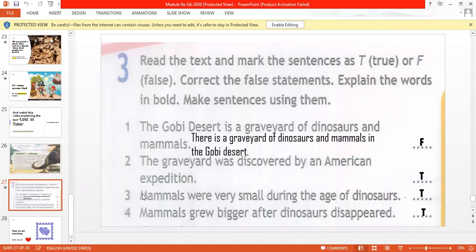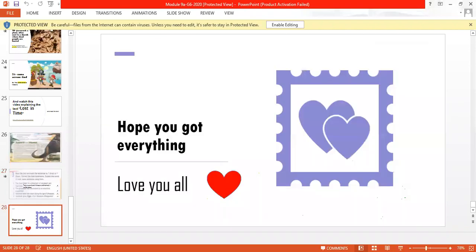Okay, guys, just number one, he means here that the Gobi Desert itself is the graveyard. No, the Gobi Desert is not the graveyard. There was a graveyard in the Gobi Desert. That's why it's false, grade 6. Okay, hope you got everything.